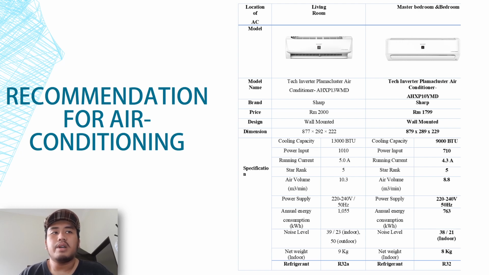So for bedroom 1, we recommend using the same company's Sharp Tech Inventor Plasma Cluster Air Conditioner. The price is around 1,799. The dimension is quite different, which for bedroom 1 is 879 times 269 times 229. It comes with a cooling capacity of 9,000 BTU.